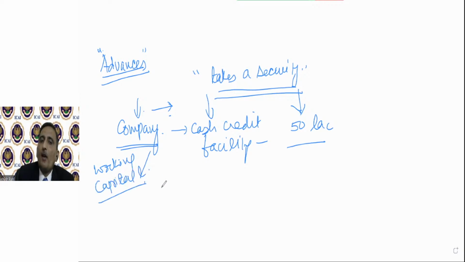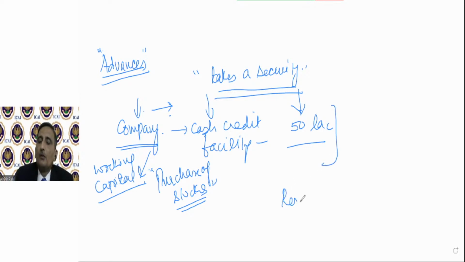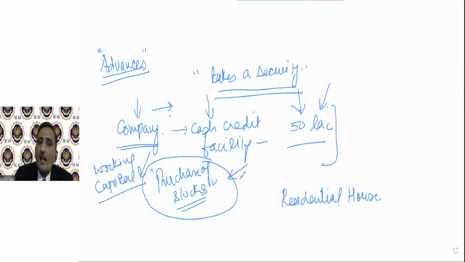So what are working capital requirements? Say purchase of stocks. And the bank has also kept a security of, say, the residential house of one of the directors of the company. The bank said, we are giving you 50 lakhs against your stocks as a CC limit, and you keep your residential house as security with the bank. Assume the residential house value is 1 crore.